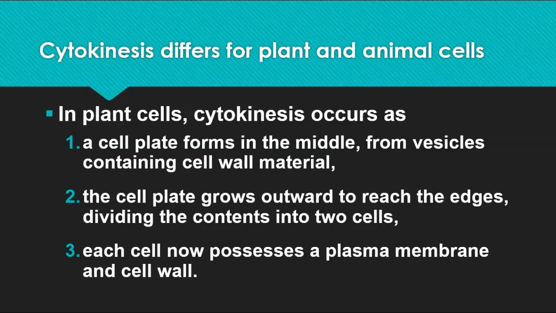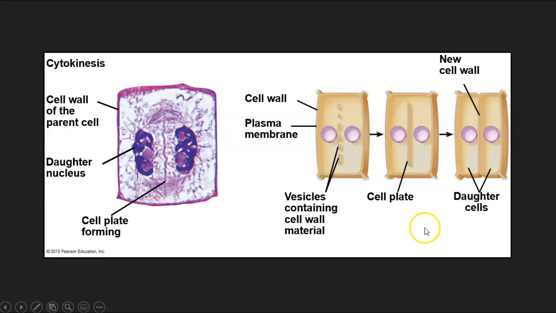In plant cells, since there is a cell wall, you have to have a slightly different mechanism. And so a cell plate forms in the middle of the two nuclei from vesicles that are produced that contain cell wall material. The vesicles are membrane-bound structures containing the cell wall material, mostly made of cellulose. And the cell plate grows outward to reach the edges. So basically what happens is all those vesicles collect there in the middle along the metaphase plate and start to coalesce with each other, forming a cell wall in between two new membranes. And so now we have each cell with a plasma membrane and a cell wall, like you see here.